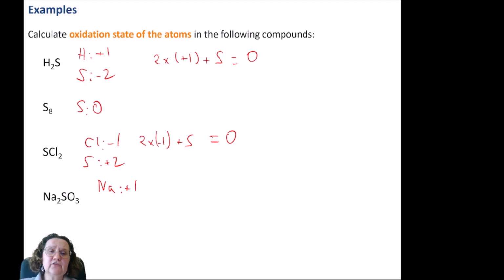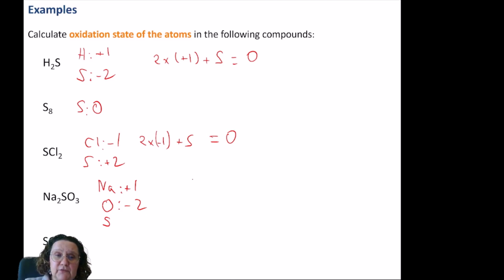Then I look at the oxygen, and oxygen, except when it's in a compound making a peroxide, like for example H2O2, hydrogen peroxide, has an oxidation state of -2. And now my last step is to have a look at the sulfur. And for that, I need to do a little bit of maths.